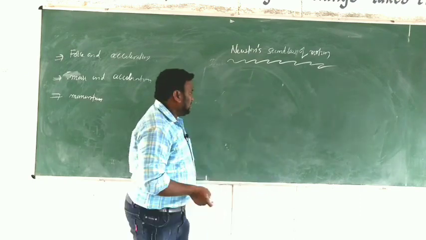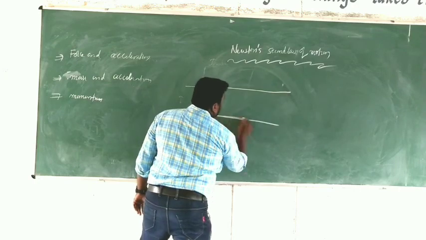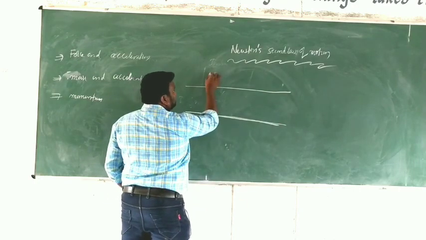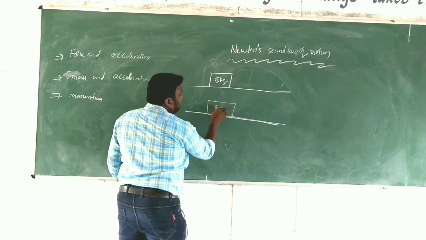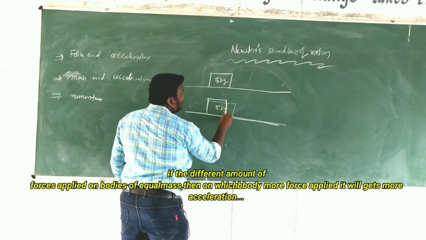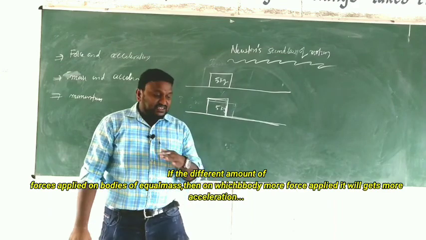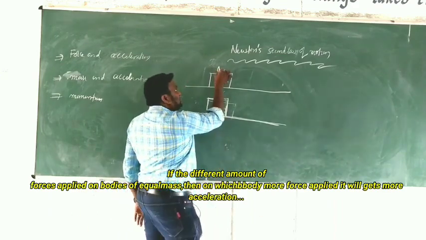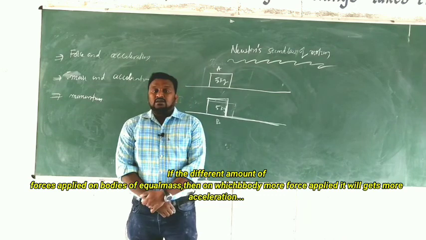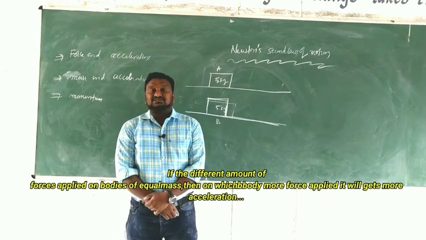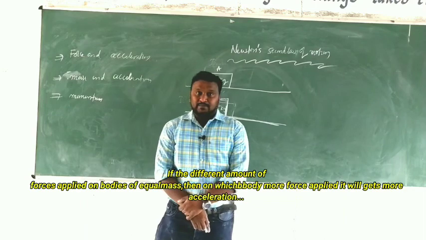Children, I am giving a very simple example. Here we are taking the same blocks. I am taking a block of 5 kg and another block of the same 5 kg. We are taking some floor. This object is A and this object is B. Here we have two objects. Their masses are equal. Clear?